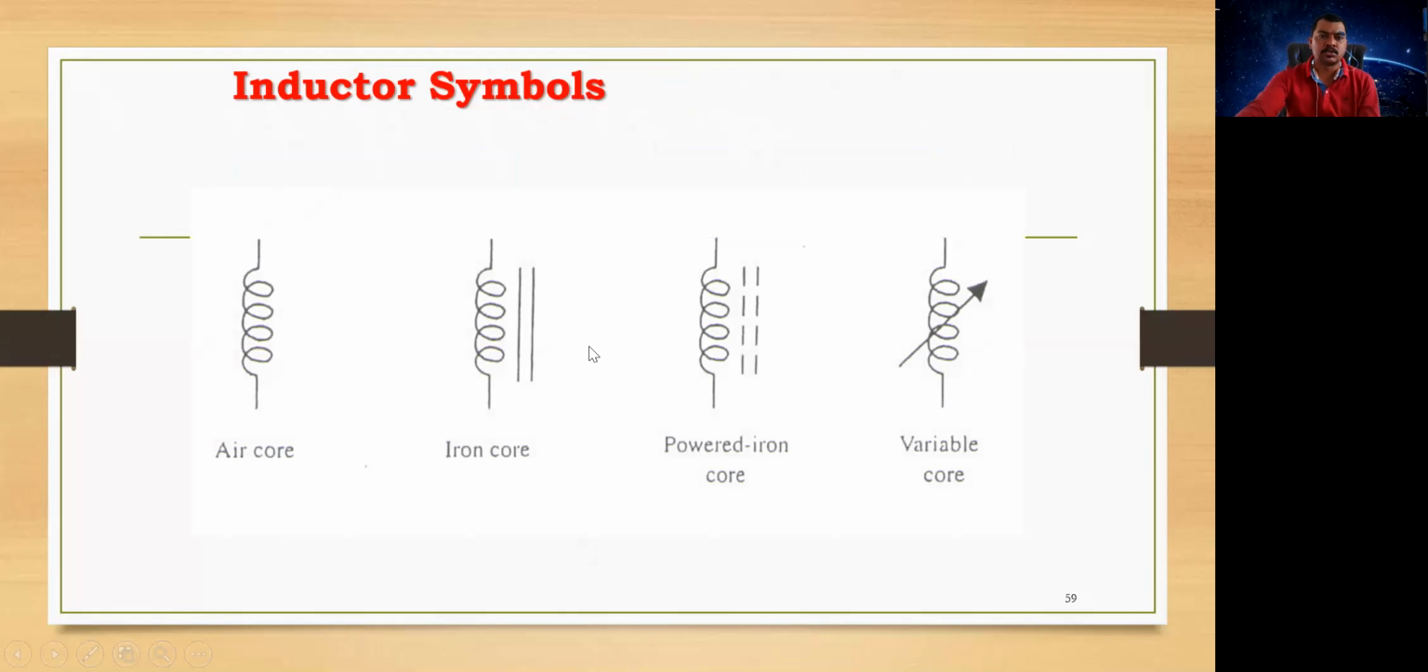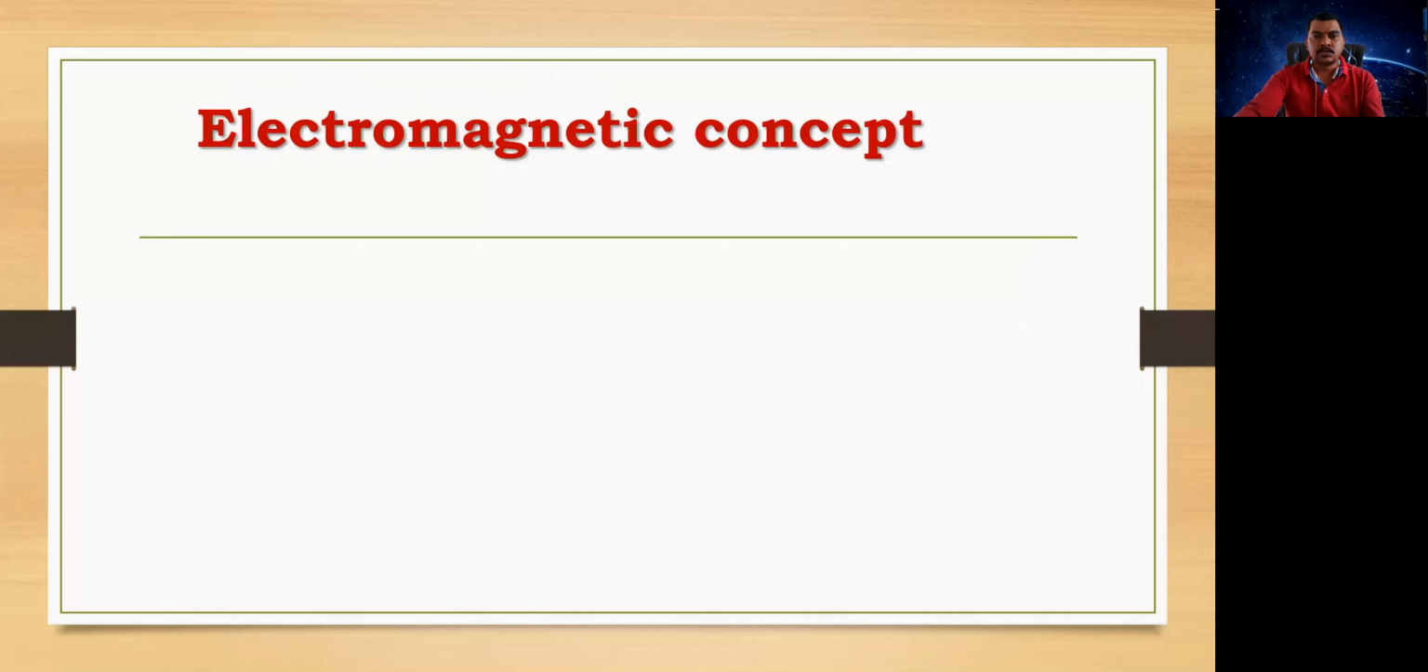These are some of the symbols of inductors that we need to draw while drawing a circuit. This is air core, this is iron core, this is powered iron core, and this is variable core. If you can vary the core itself, core means the area inside the coil, that is called a core. So we'll study that. Today we have to start with the basics of the transformer.